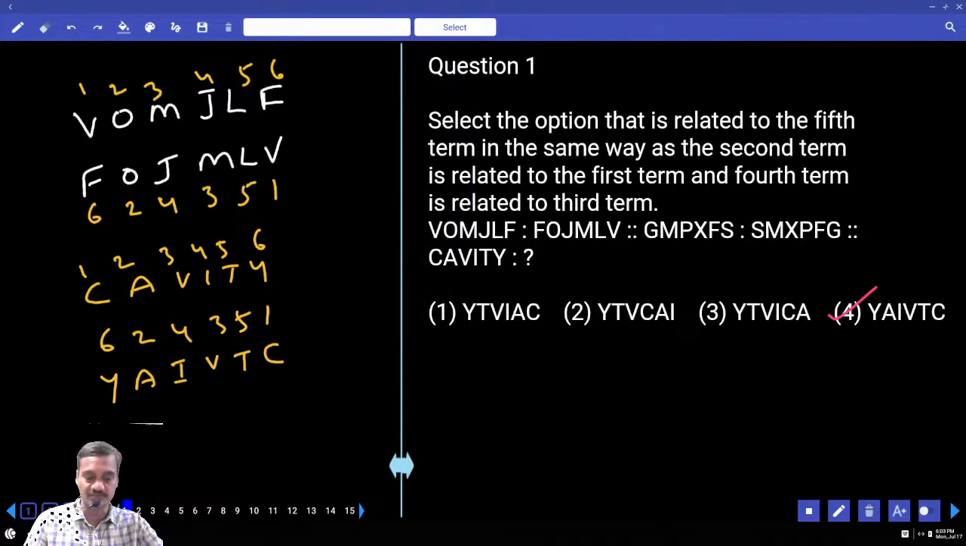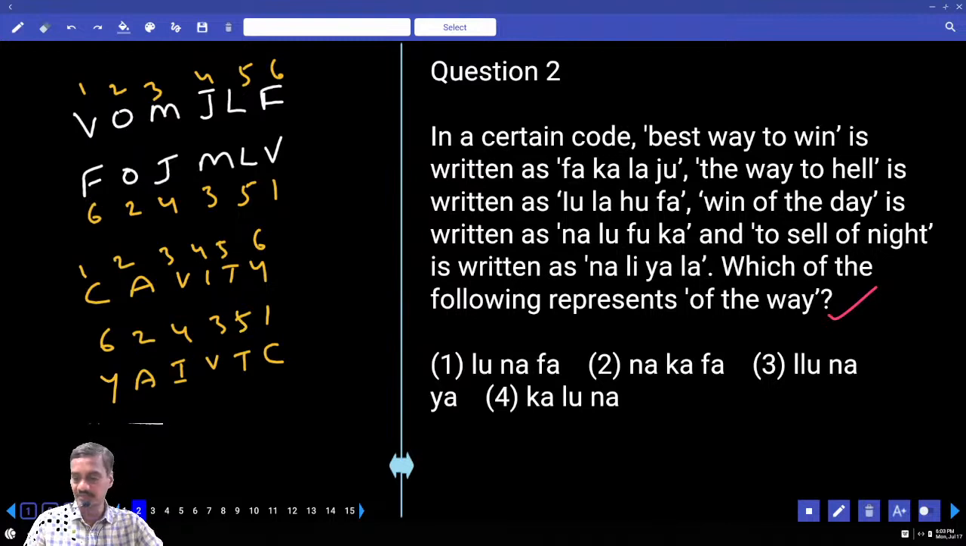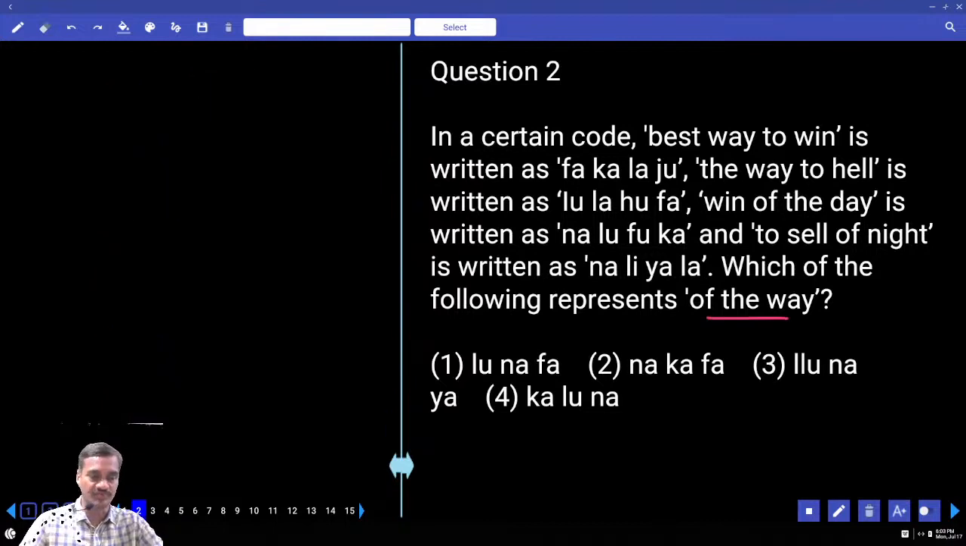Then next one, question number 2. Now in the second one, it is based on coding and decoding. Now which of the following is the reference of the way? We need to find out the code for this one, of the way. Then of and way. Now in this one, way is the word that is common, isn't it? Now between these two, way and to are the words that are common, isn't it? And here again, to is common in all these. And what is the code that is common?